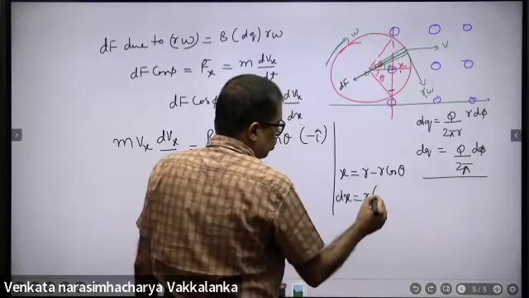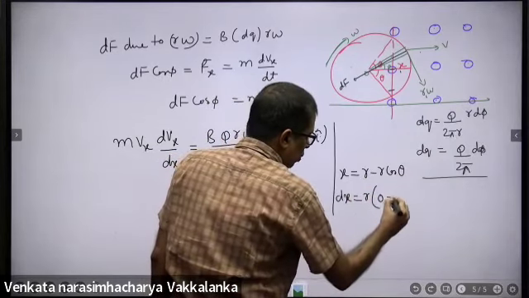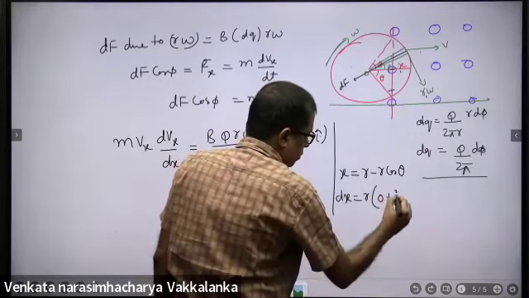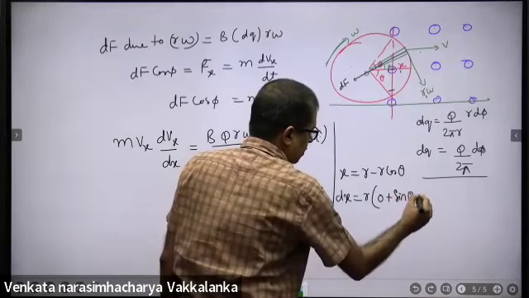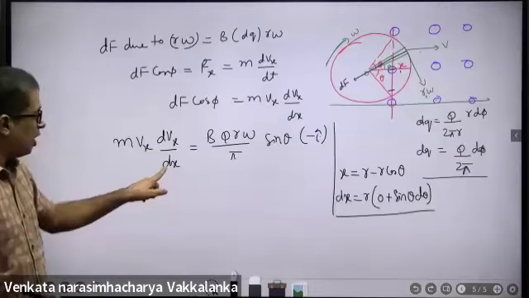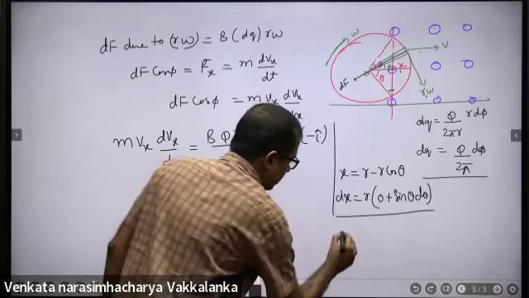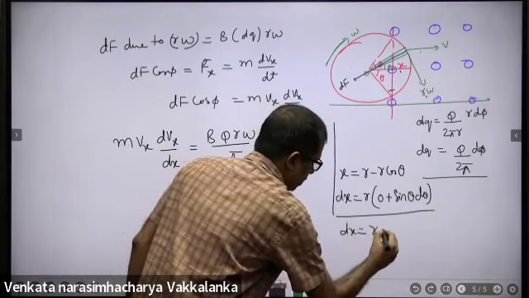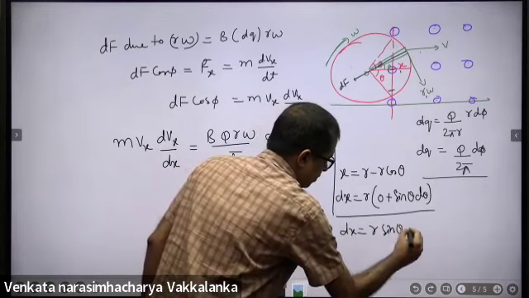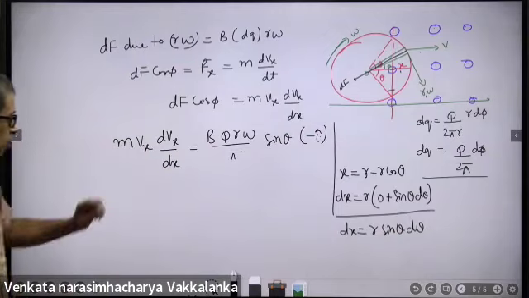Dx is equal to R into 0 minus of sin theta d theta. So dx has been eliminated in terms of sin theta d theta, right? R sin theta d theta. I will write dx is equal to R sin theta d theta. Say something. One variable I know how to play with now.